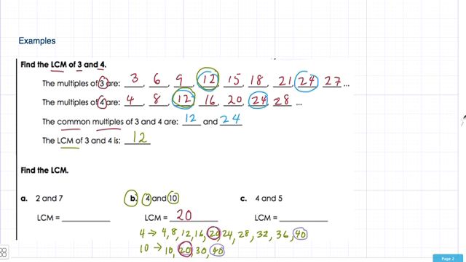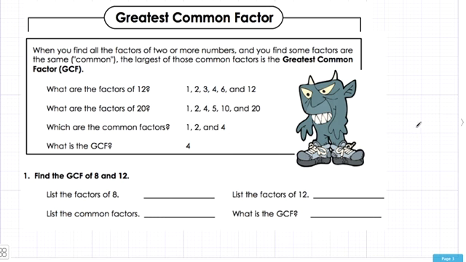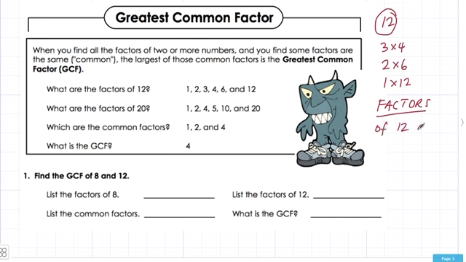Okay, so that's multiples. Next thing you need to know is how to work with factors. So factors are all about the numbers that divide into something. So for example, the number 12 can be written as 3 times 4, can be written as 2 times 6, and it can be written as 1 times 12. So the factors of 12 are 1, 2, 3, 4, 6, and 12. So these 6 numbers, I've written them in a list.